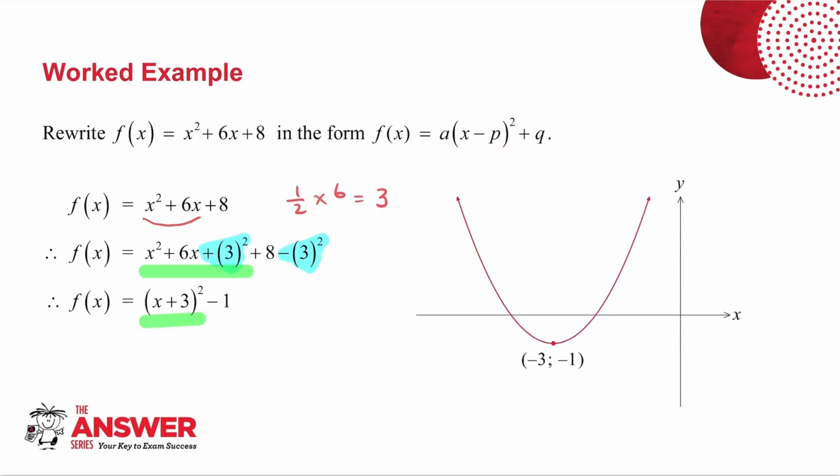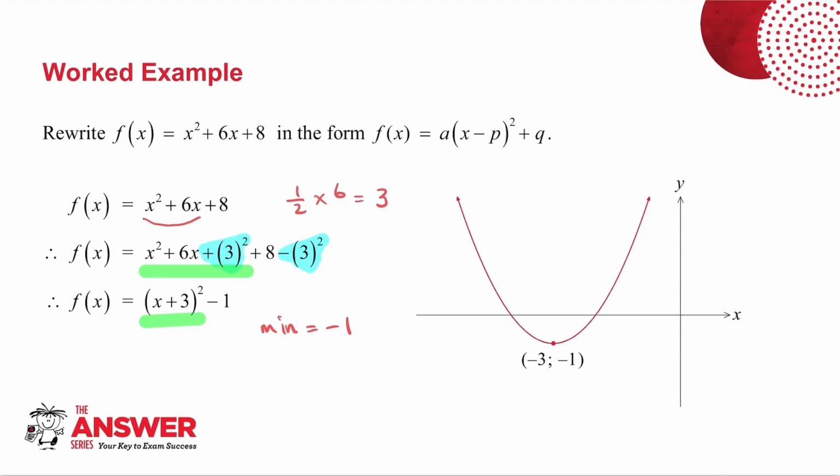And it is incredibly useful to have it in this form if you want to find the coordinates of the turning point. So you know that a bracket squared is always positive or 0, which means the smallest that this part can ever be is 0. So the smallest the whole thing can ever be is minus 1. So the minimum is minus 1.